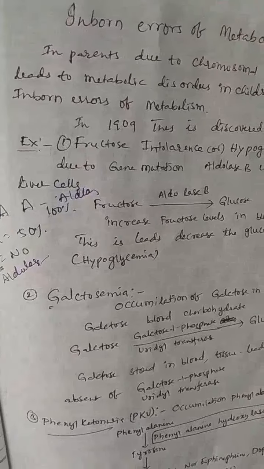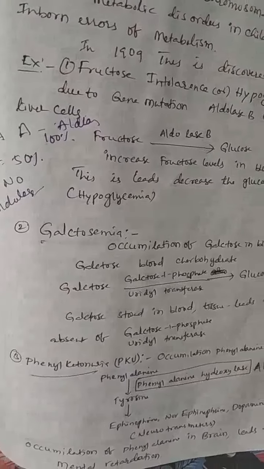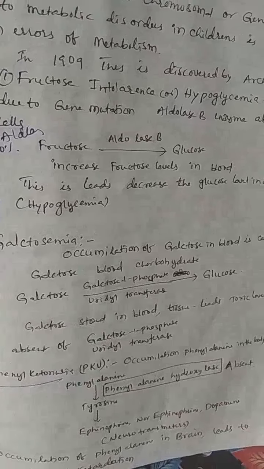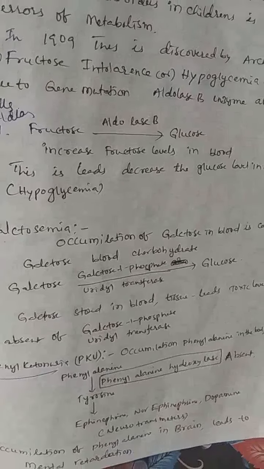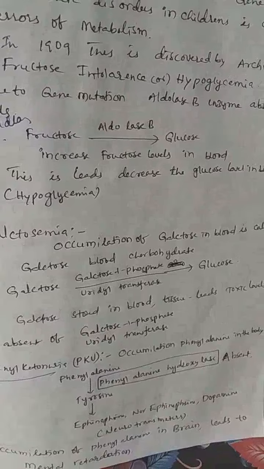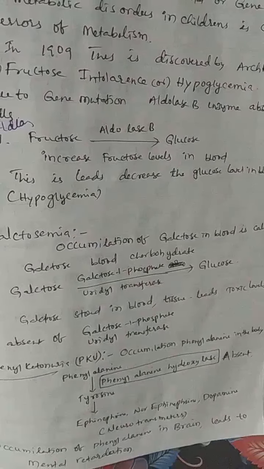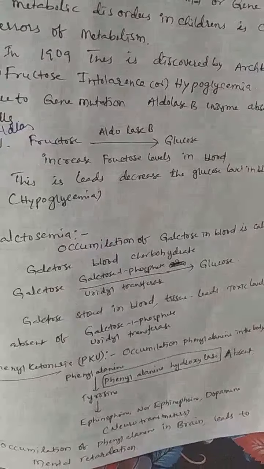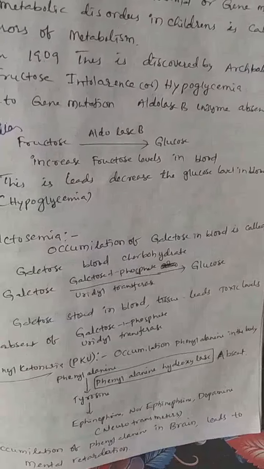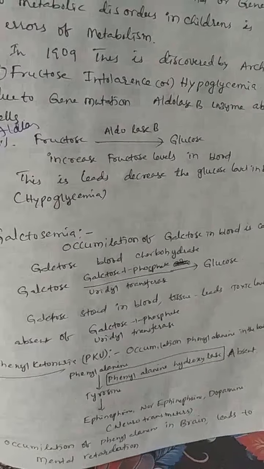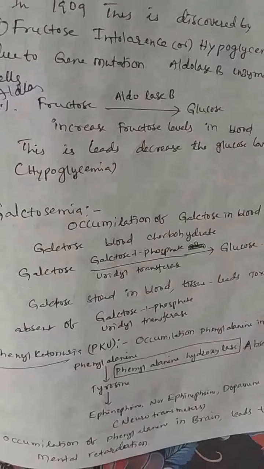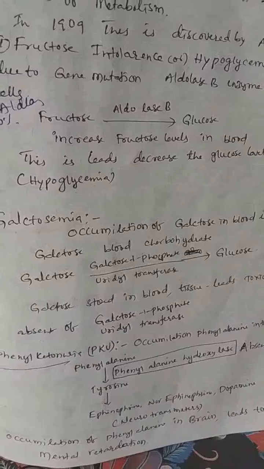And the second one is galactosemia. So here there is no production of glucose from galactose. A special enzyme, galactose 1-phosphate uridyl transferase, is absent. There is no production of glucose from galactose. So a large amount of galactose is stored in tissues, which leads to toxic levels. Okay, so this is the enzyme whose absence causes it.